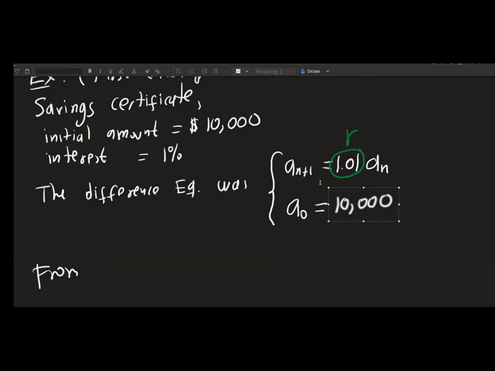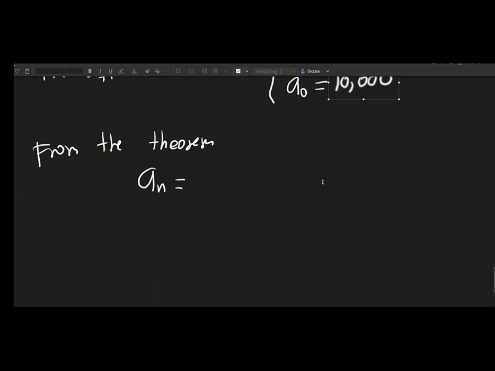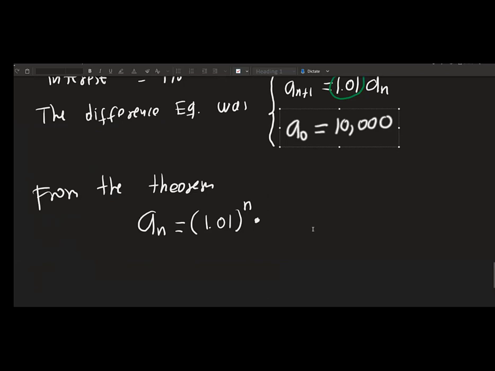So from the theorem, we know that AN is equal to R, but R in this case is 1.01 to the N times the value of A0, which in our case is $10,000. So multiply it by $10,000.